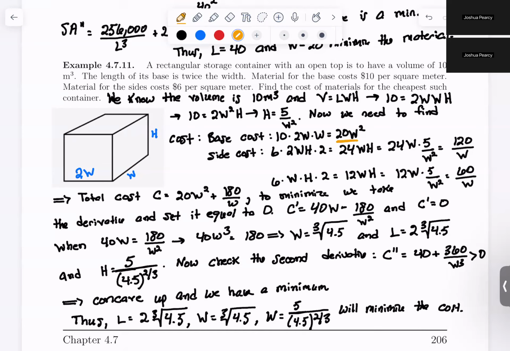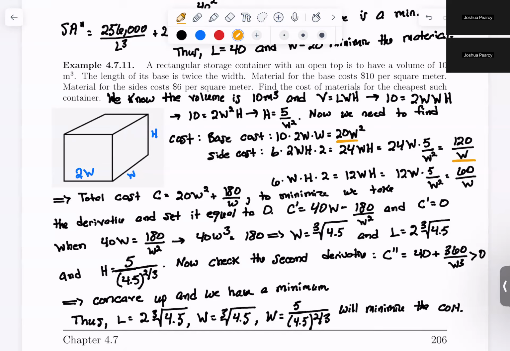Now, we have to figure out how much the sides are going to cost. We know what the base is going to cost. What's the sides going to cost? So we need to first say that the sides cost 6, right? And we know that each side has 2WH, and we need to multiply that by 2 to take into account both sides. So when we do that, we end up with here 24WH, but H we had in terms of W, so we can actually do that first, and that'll give us 120 over W.